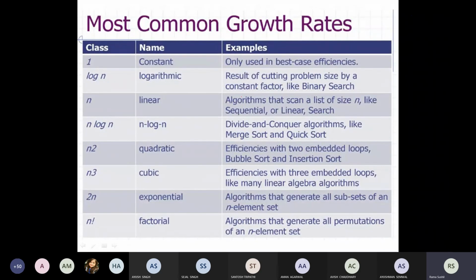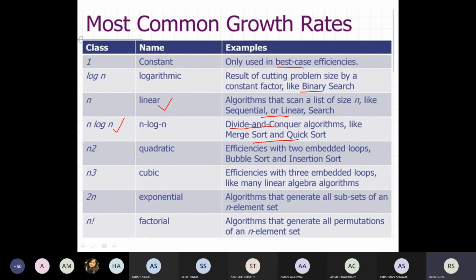Okay, so constant time requirement always comes up with the best case because there is no change possibility. In case of the logarithmic, you have seen divide and conquer, like binary search, will give this type of complexity. Linear search type algorithms will come up with linear complexity. Divide and conquer algorithms like merge sort and quick sort will come up with this type of complexity.